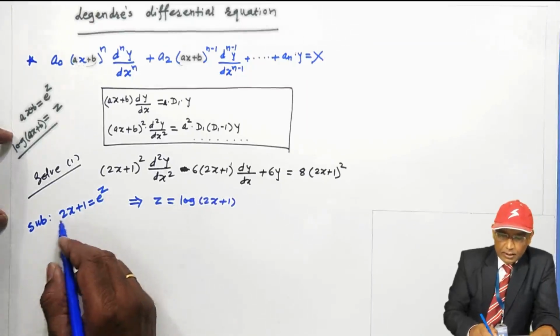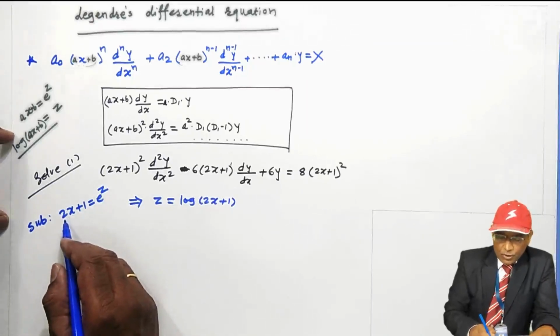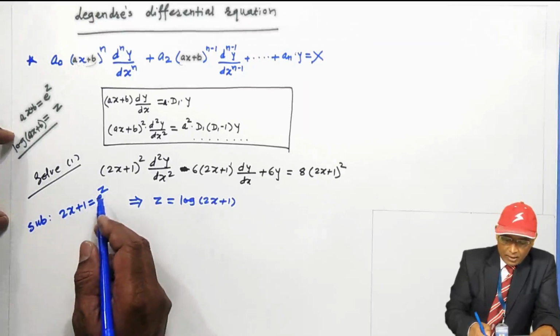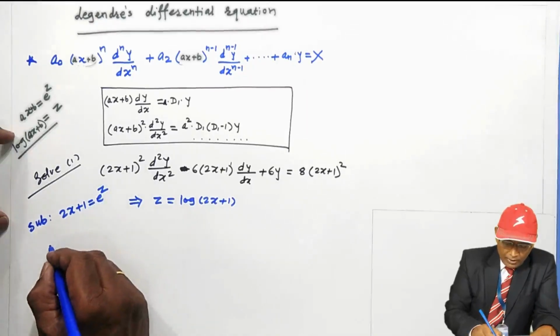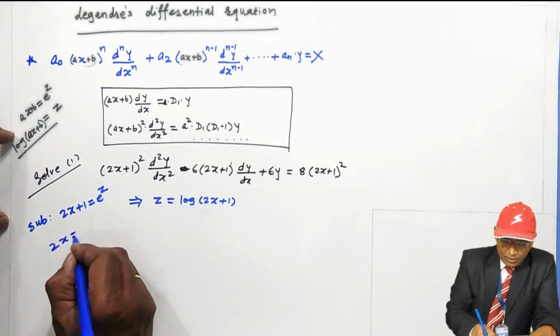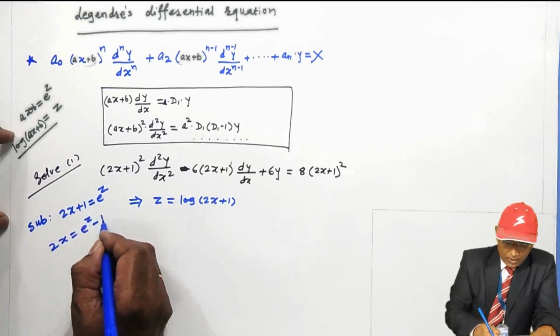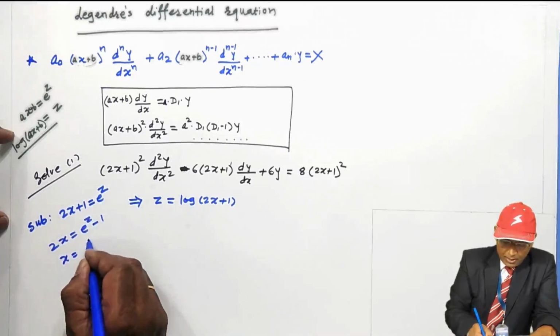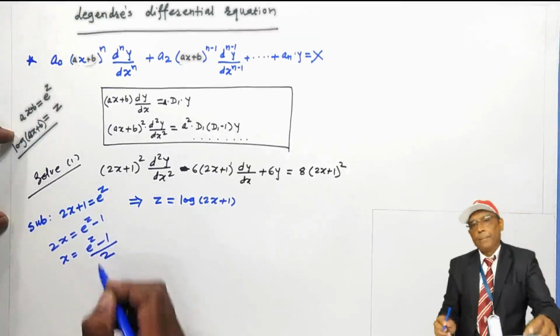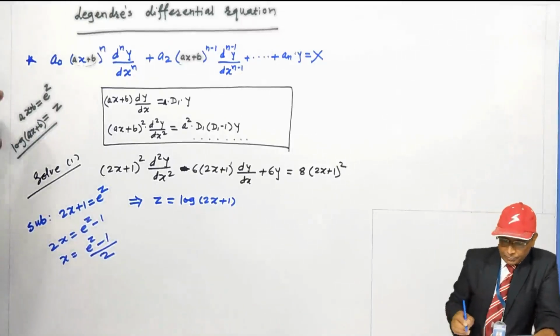And in Legendre's equation, if you substitute 2x plus 1 equal to e to the power z, find the value of x also. 2x is e power z minus 1, so x is (e power z minus 1) by 2. Okay.